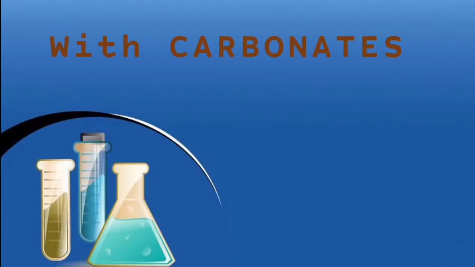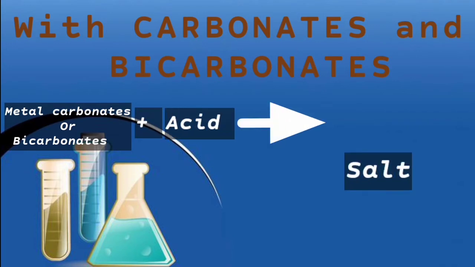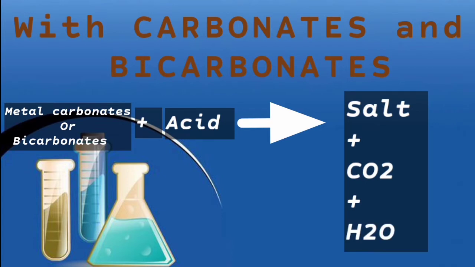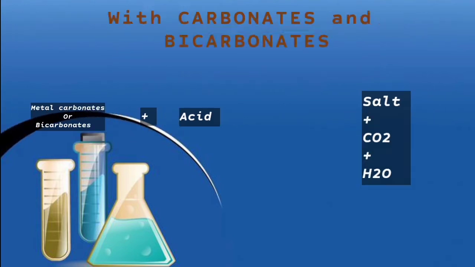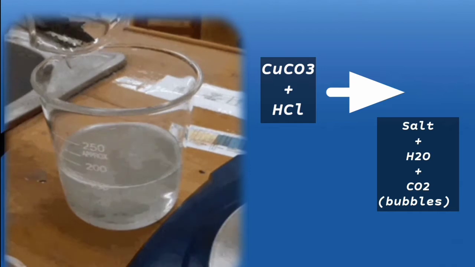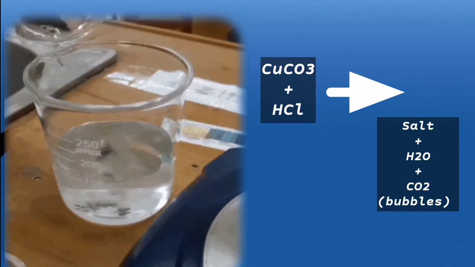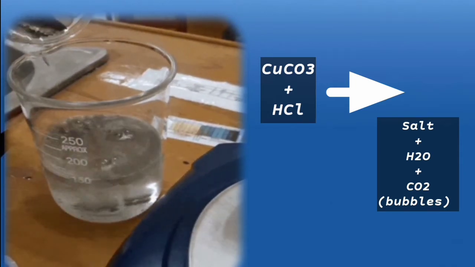Now reactions of acid with carbonates and bicarbonates. Metal carbonates or bicarbonates react with acids to form salt, carbon dioxide and water. So even here the formation of gas, which is carbon dioxide, takes place. As you can see here, copper carbonate is added to acid, which is HCl, and this leads to the formation of gas bubbles. These gas bubbles are nothing but carbon dioxide. So, copper carbonate reacts with HCl to form salt, water, and carbon dioxide, which is seen in the form of bubbles.